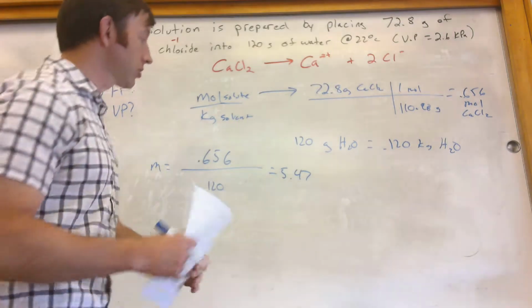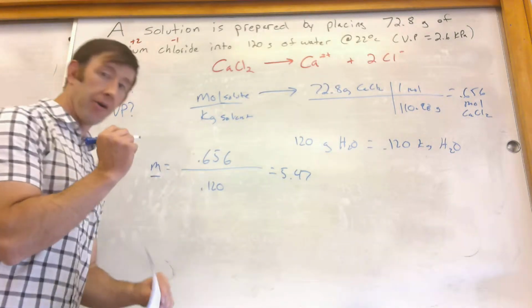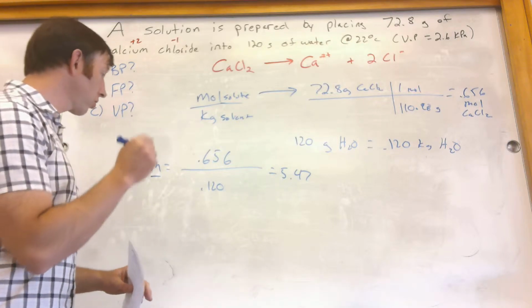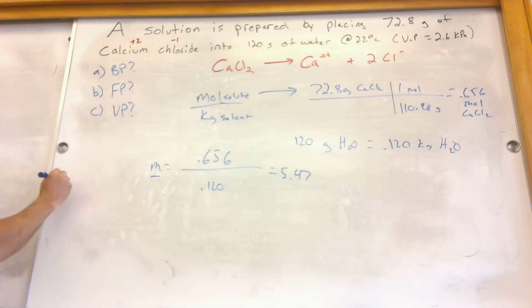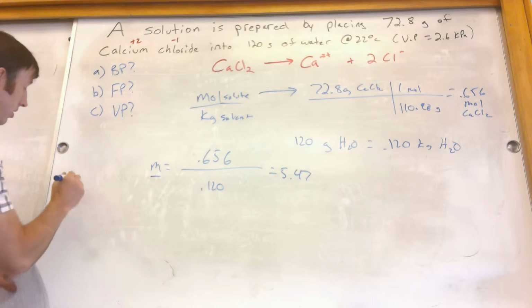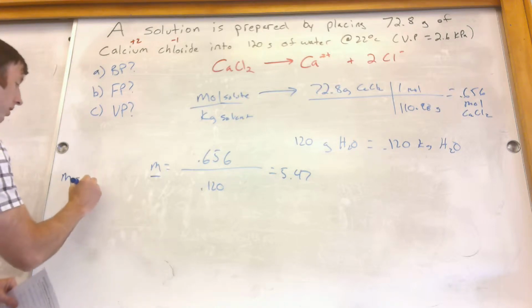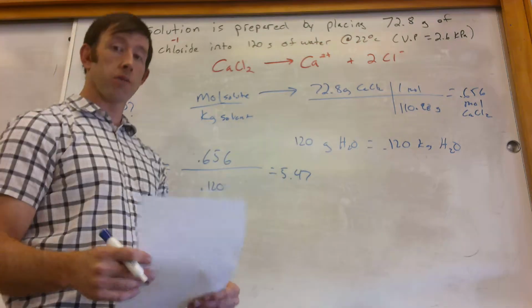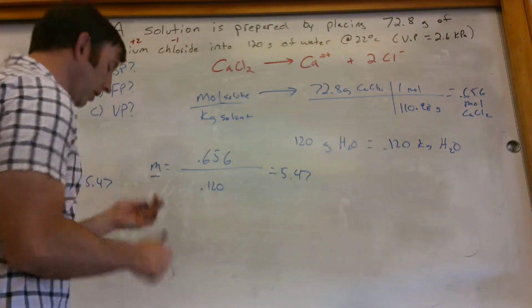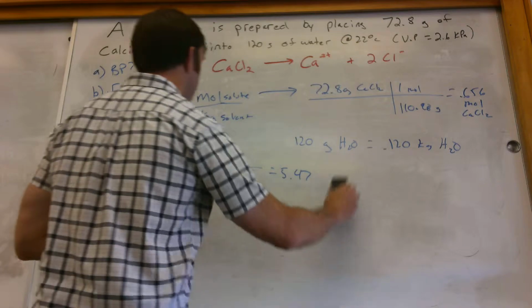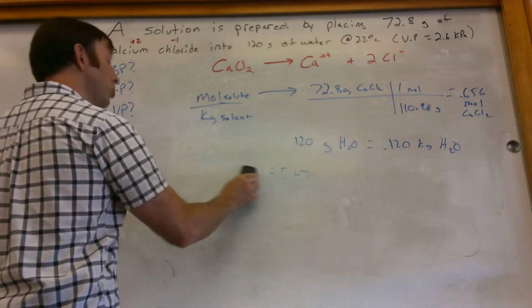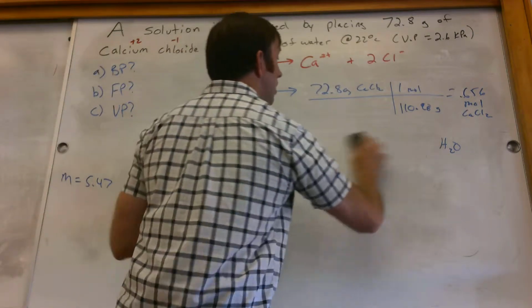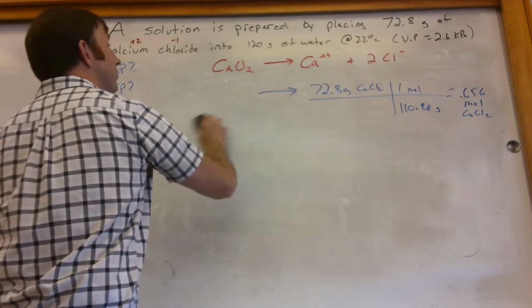All right, so that is my molality, 5.47 moles. So I'm going to write this off to the side just because I'm going to refer back to this number, little m equals 5.47. That way I can erase some items here. All right, so next step, I've got molality. Now I'm going to do total molality. And this is not too difficult, right?